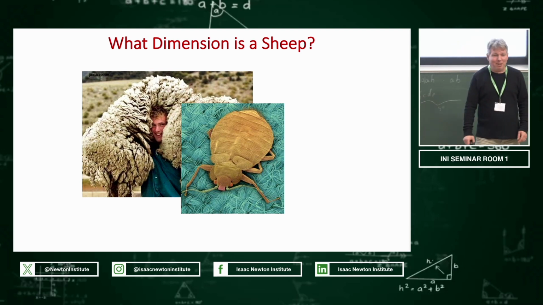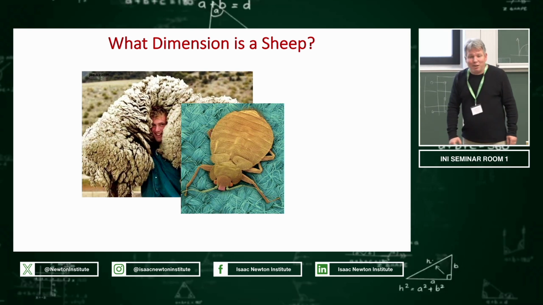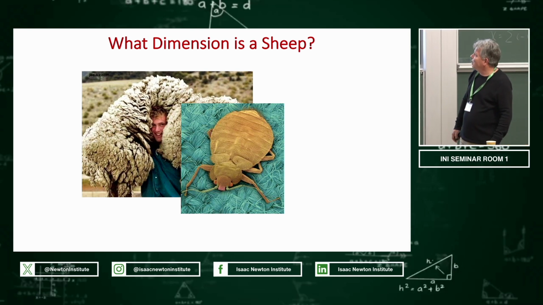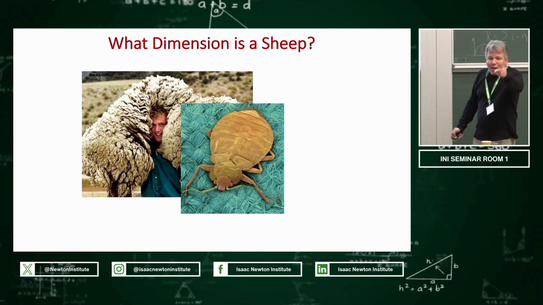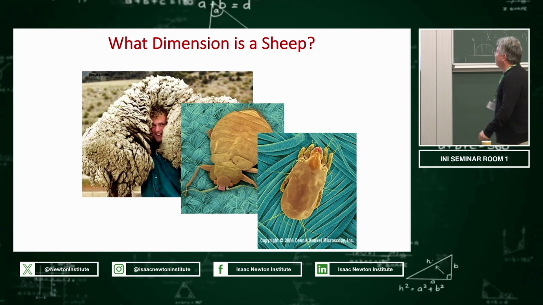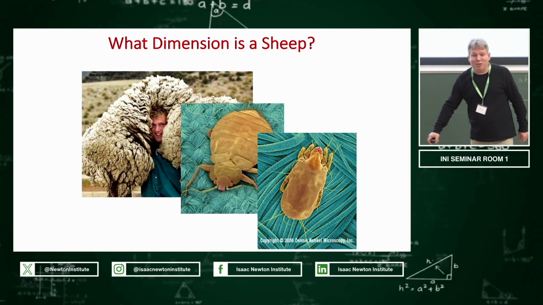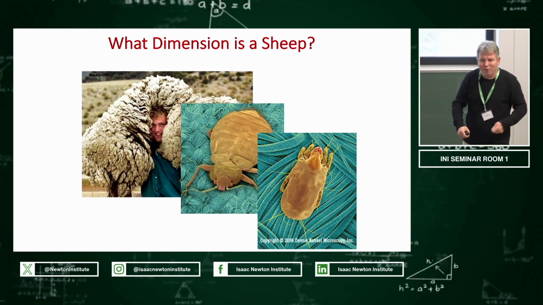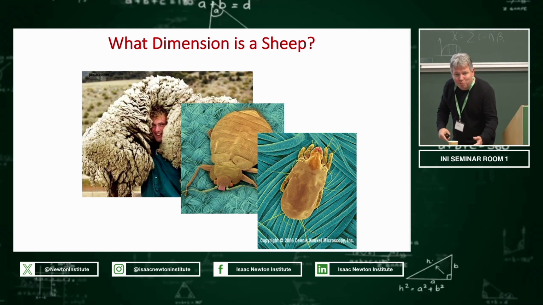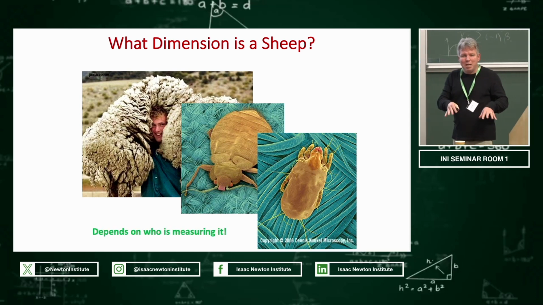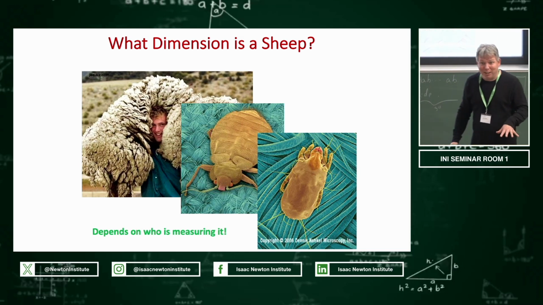What dimension does this mite think the sheep is? 1? Well, probably 2, because he can see that structure there, but there are smaller things still. There are smaller bugs. So there's this bug here, and he sees the sheep as a single strand of wool. So he sees it as 1 dimension. This tells us that it depends who is measuring the sheep to tell you what the dimensionality is.